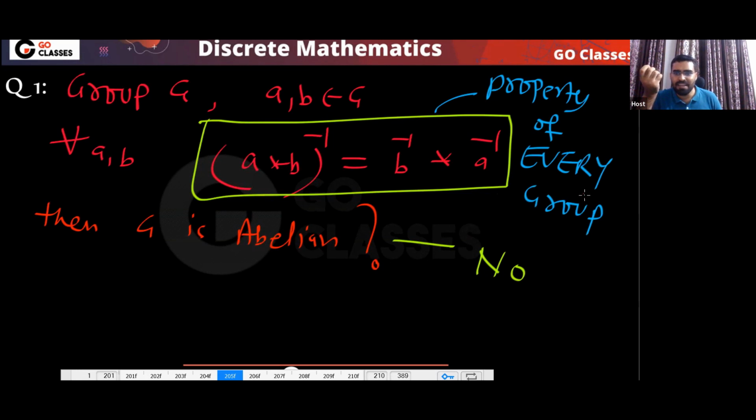Just because I'm teaching you abelian group, does it mean every answer will be abelian? I know many times this happens, but it does not mean that it will be abelian. Remember, this is the property of every group. Whatever group you take, this property will be there. So this is not correct.